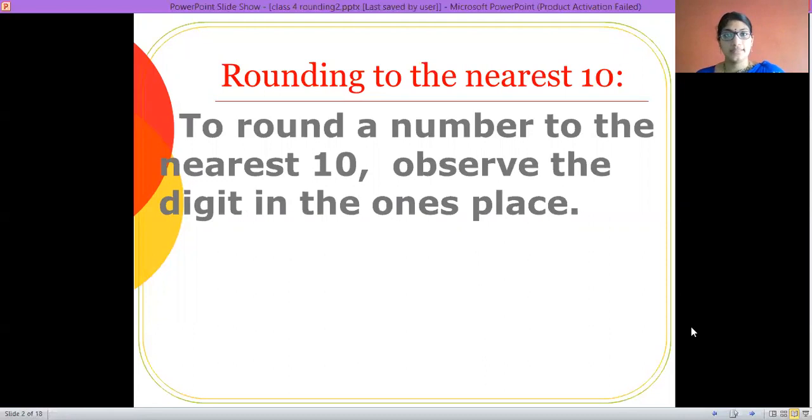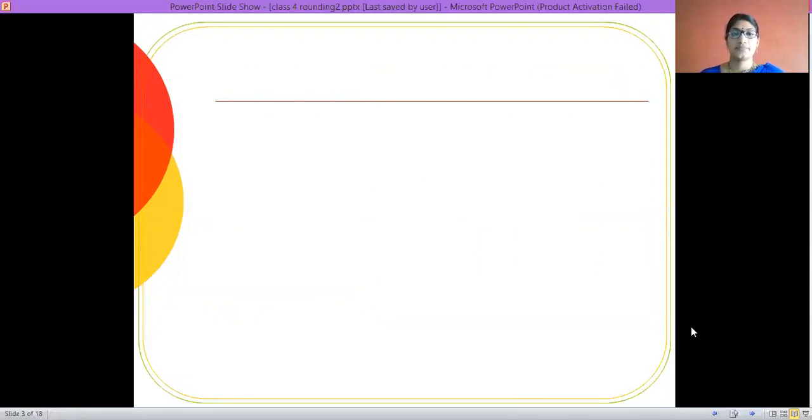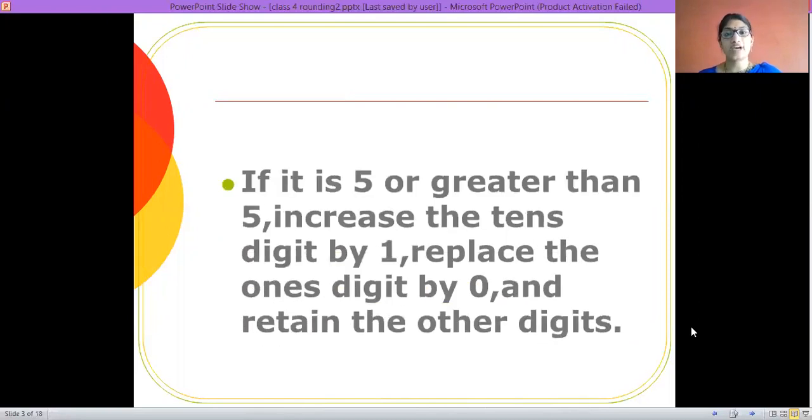To round a number to the nearest 10, observe the digit in the ones place. If it is less than 5, replace the ones digit by 0 and retain the other digits. If it is 5 or greater than 5, increase the tens digit by 1, replace the ones digit by 0 and retain the other digits. Now, first of all, what is all this saying, children?